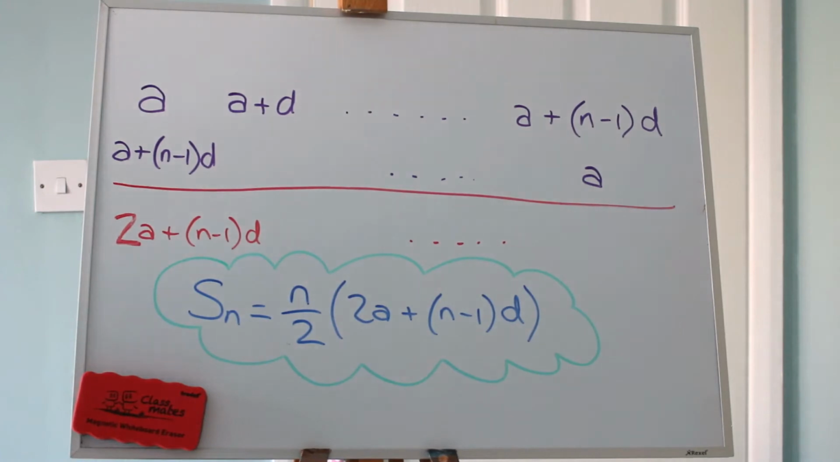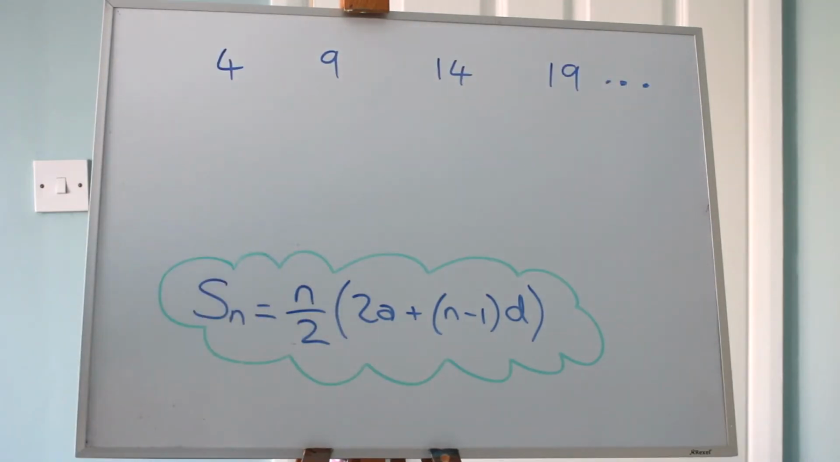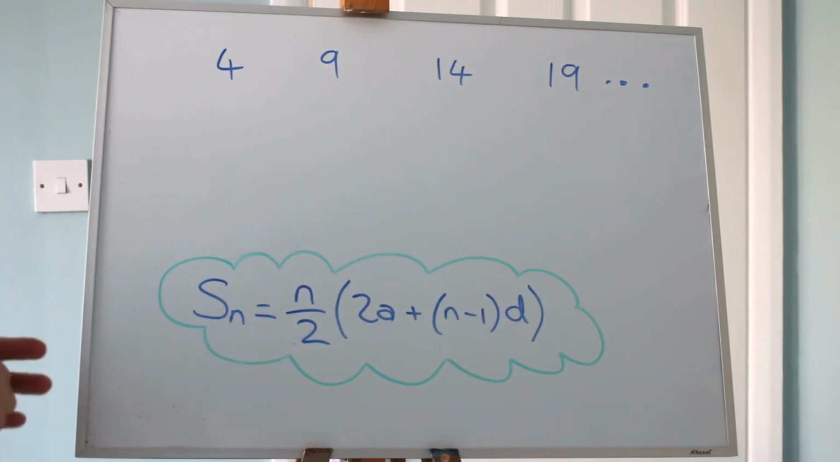Again, you can learn that off by heart, but it's also good to be able to derive it yourself. I think you actually need to know the derivation, the proof, but in any case it's just good to be able to derive something so you know where it comes from. And a quick example of using this to find a sum.